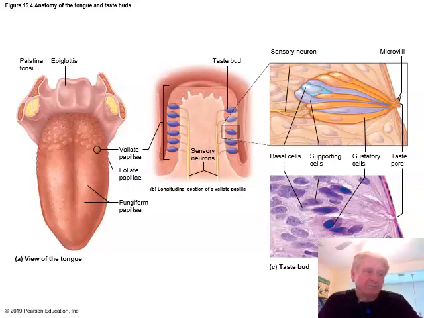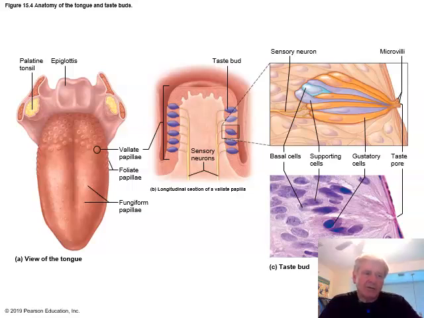Now let's look at the gustatory pathway, taste, which is in this figure 15.4. This shows you the anatomy of the tongue and the taste buds. Remember, gustation or taste involves chemoreceptors also, just like smell, and they're also stimulated by various chemicals. Taste begins with stimulation of these specialized receptor cells called taste buds, and that's what you see in this image here.